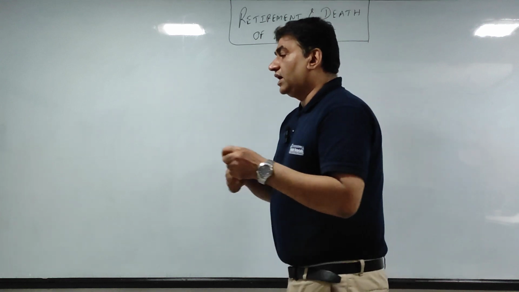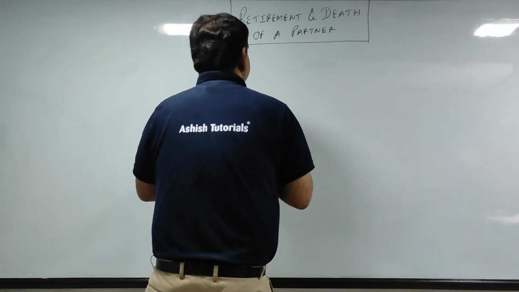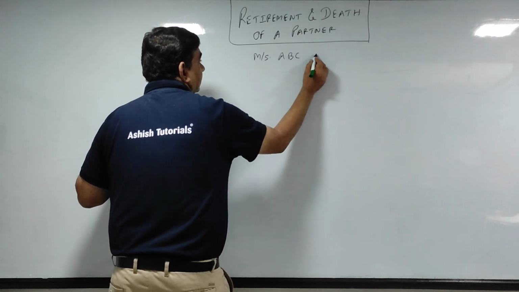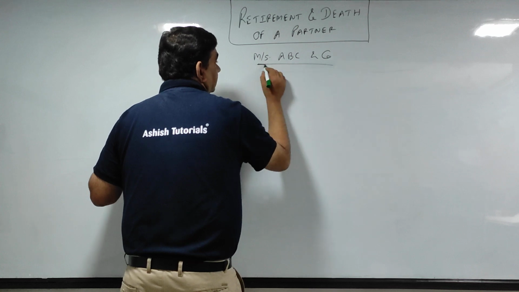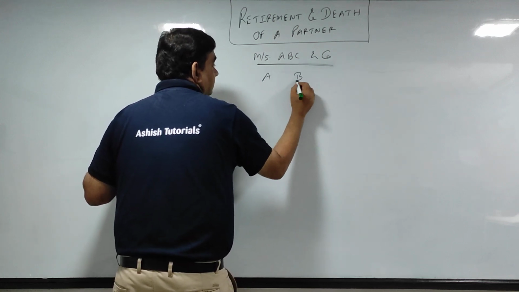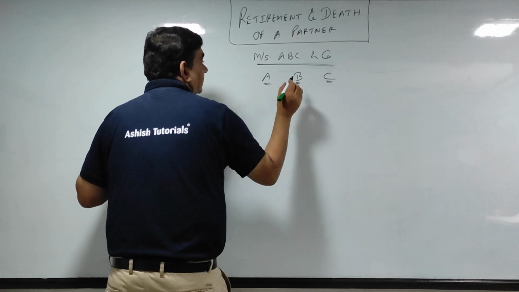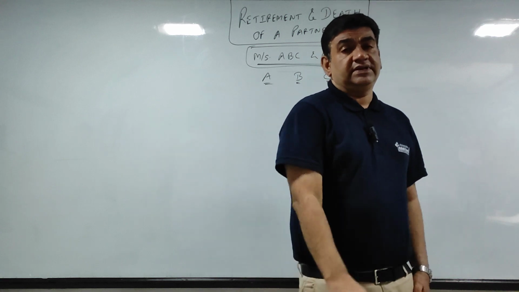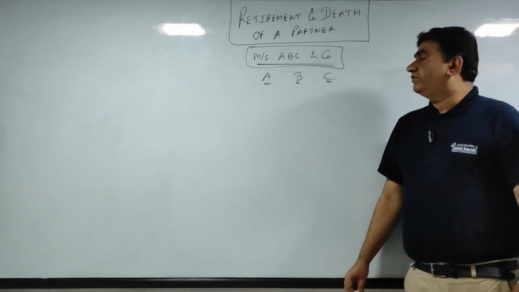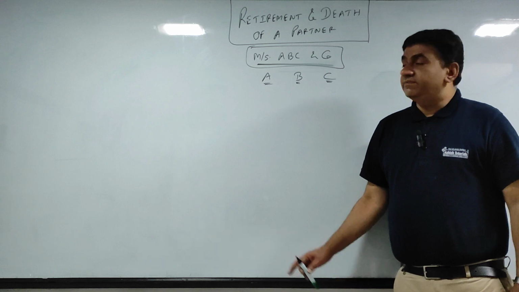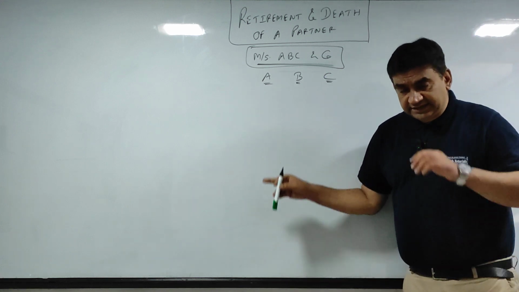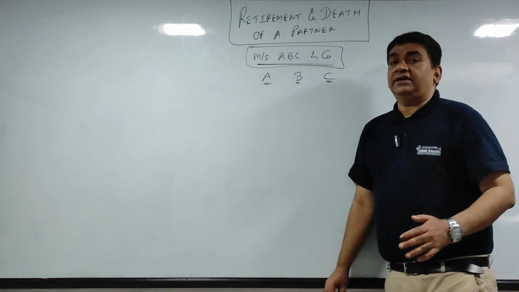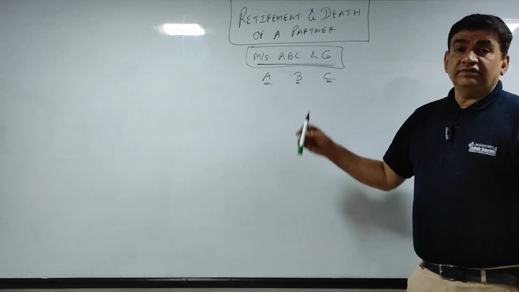Now see, what will happen? Let's take an example. There are three partners. The same example that I had given in admission. Three partners A, B and C who are partners of a firm, Messrs A, B, C and Company. What happened in admission? A new partner came. Here a partner reduces. Let's take both ways. First, retirement.